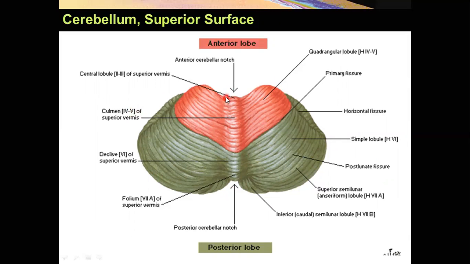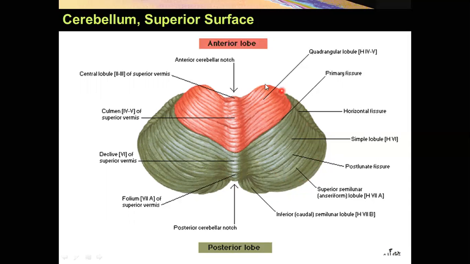Now here is the central lobule. We name the vermis from anterior to posterior, starting from the superior surface, then continuing on the inferior surface of the cerebellum. So here is the central lobule, then the culmen, which belong to the anterior lobe, and then the declive and the folium. As you see, these are parts of the superior vermis.